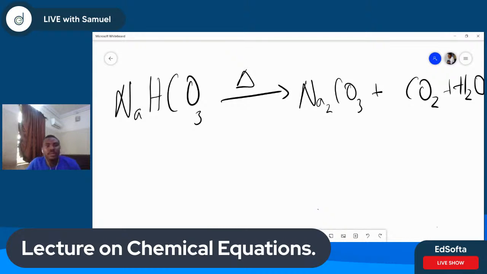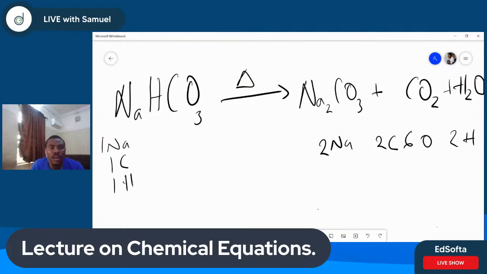This is quite simple. What you can see here is you have 2 Na, you have how many C? 2C, you have 6O and 2H. Here you have 1 Na, 1C, 1H and 3O. This is quite simple. If you can see it, congrats, because you can see that everything here is double this one. Na is double, H is double, C is double. So all you have to do is put the coefficient 2.